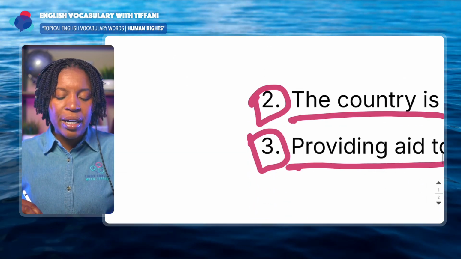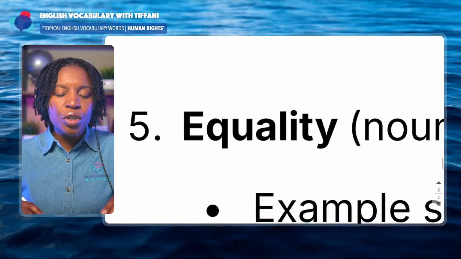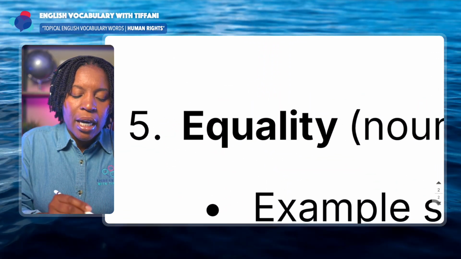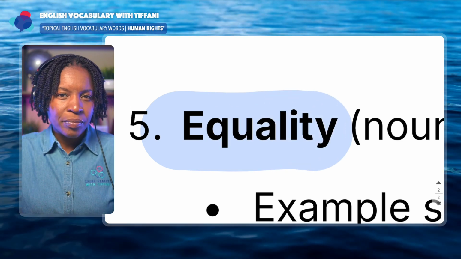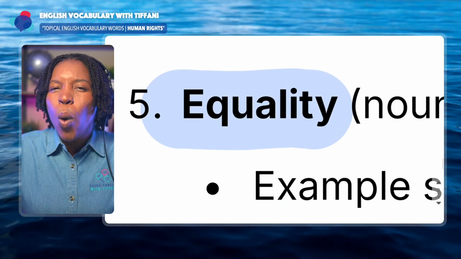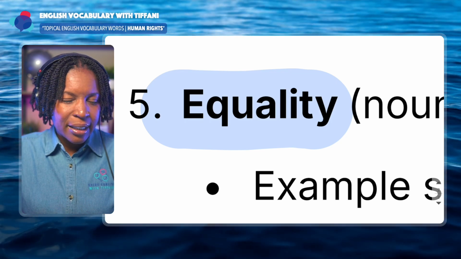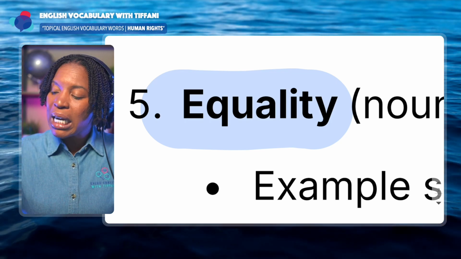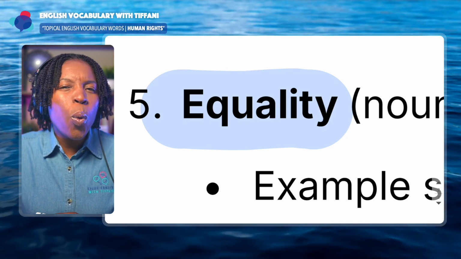Now, the 5th vocabulary word is another important one. I want you to repeat after me. Equality. Good. Again, equality. Excellent. One more time after me. Equality.